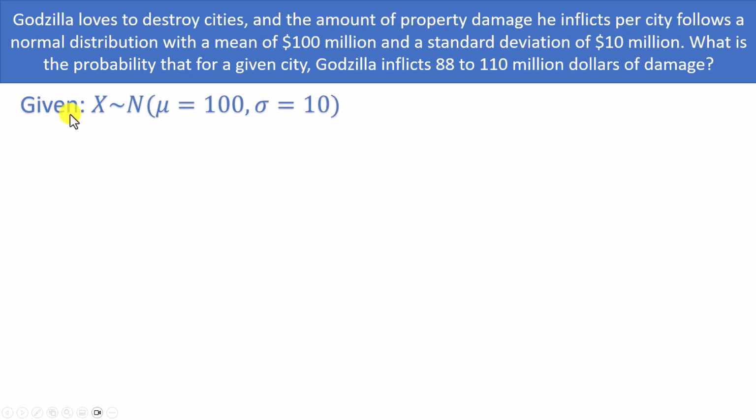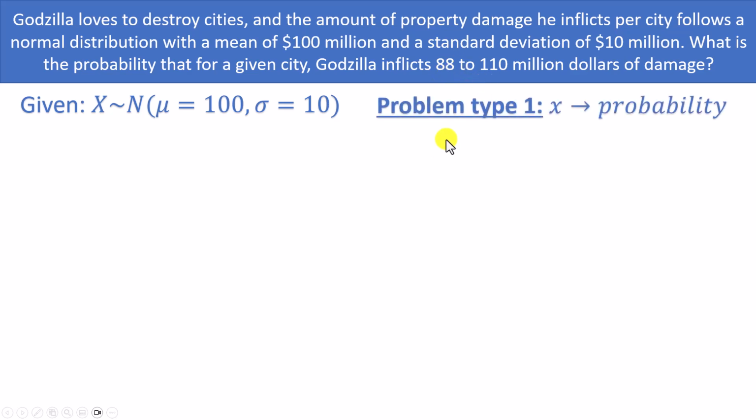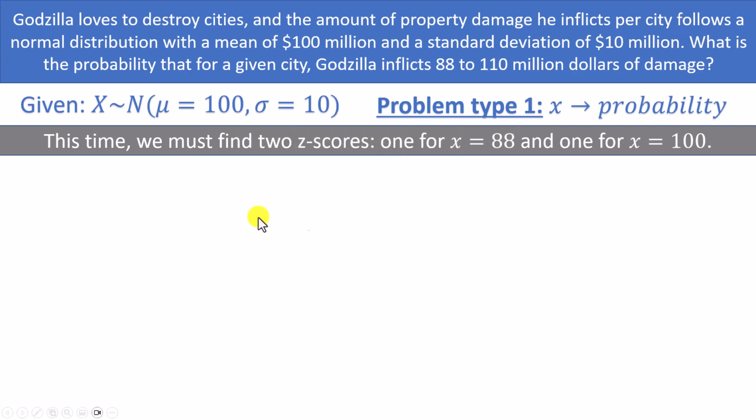So just like last time, we have the same exact kind of given information. It's still following a normal distribution with a mean of 100 and standard deviation of 10. And if you read this here, once again, they're asking the same type of question. They're asking about a probability related to values of x, which in this case is representing our dollars of damage, right? So again, just like last time, it's going to be a problem type number 1, where we're going from x to probability. The main difference with this one is we are asked to find basically a probability between two different values. So what that's going to mean is in our second step, we're going to actually have to find two different z-scores.